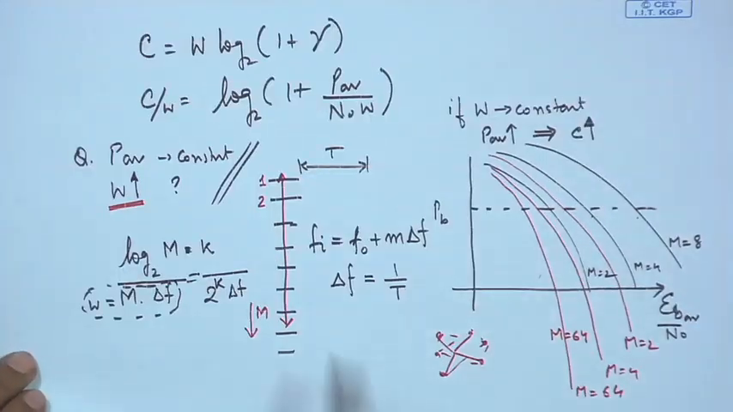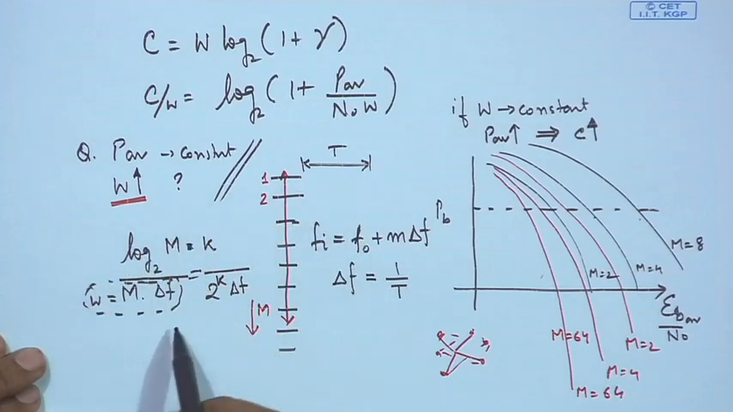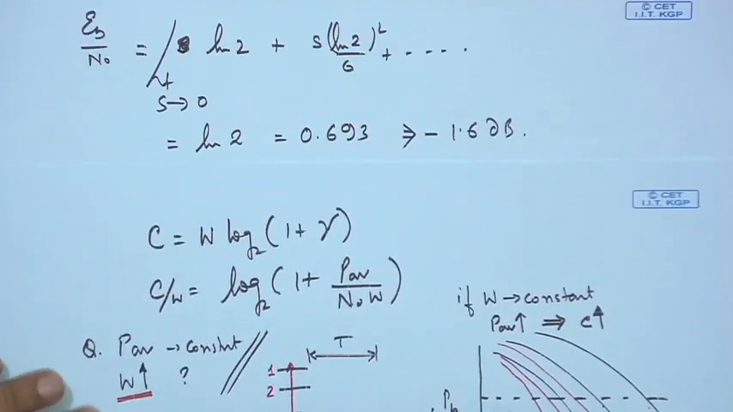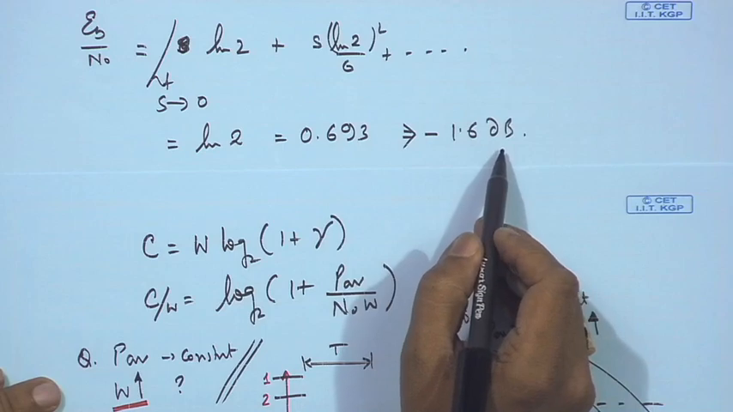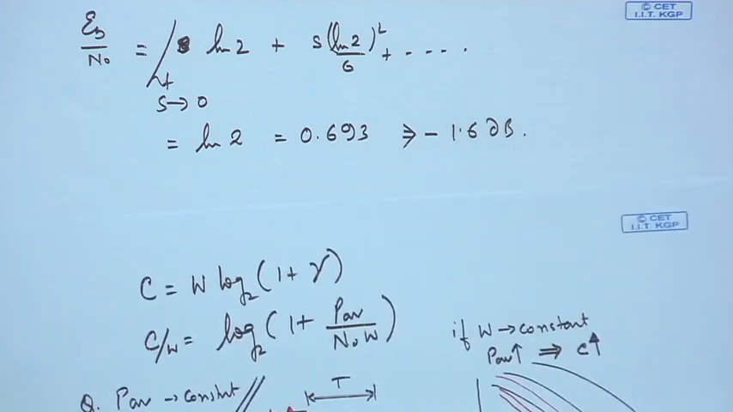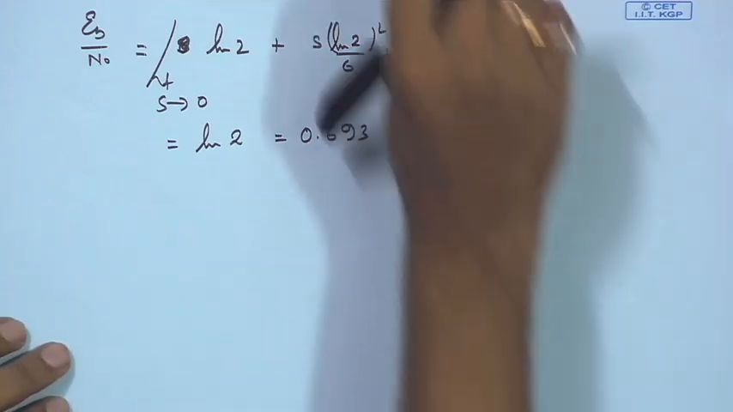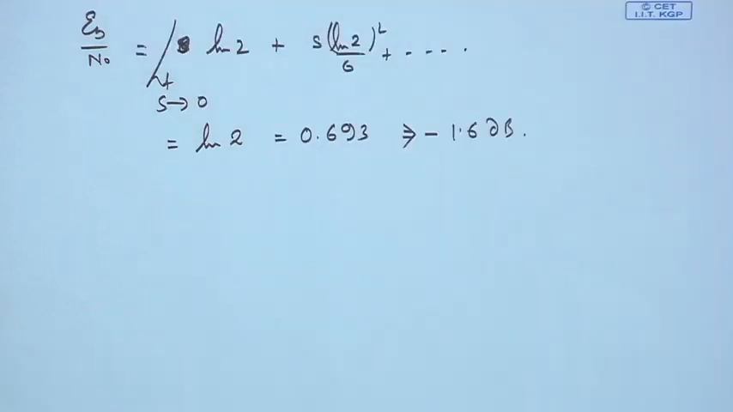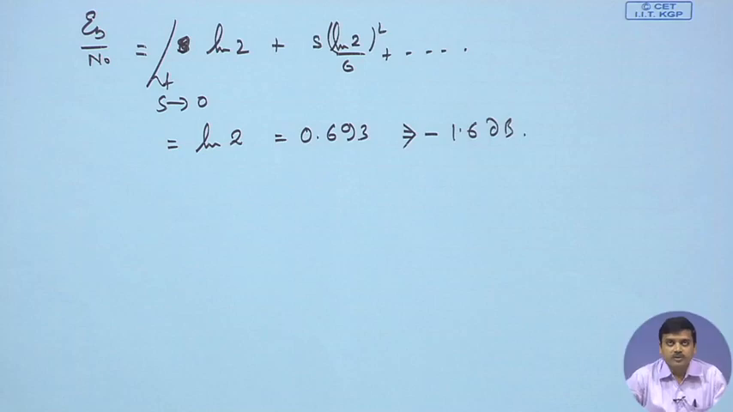So, when we did the union bound, from there also we realized that the minimum Eb by N naught that would be required is minus 1.6 dB. From this analysis also we see that the minimum Eb by N naught that can be reached when W tends to infinity is again minus 1.6 dB. So, that is the lower limit on Eb by N naught that one is required to maintain reliable communication in this kind of a communication system, that is a digital communication system.